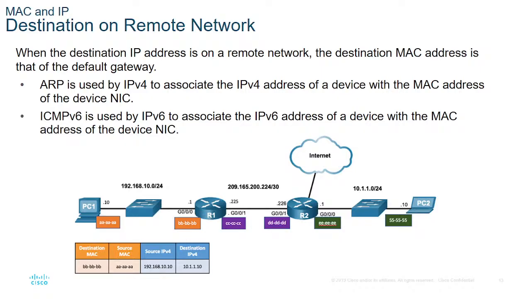So the address resolution protocol is used by IP version 4 to associate the IP version 4 address of a device with the MAC address of the network interface card. When it comes to IP version 6, the Internet Control Message Protocol version 6 is used by IP version 6 to associate the IP version 6 address with that of the device's media access control card. So the network card, that is the network interface card.